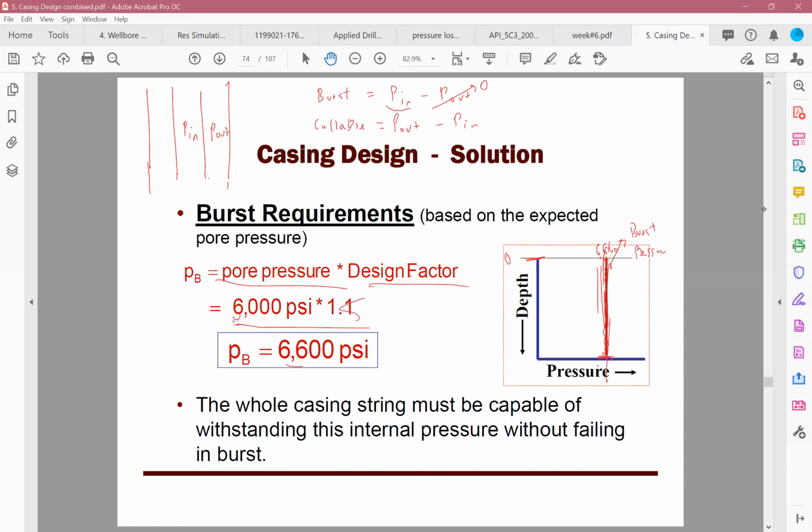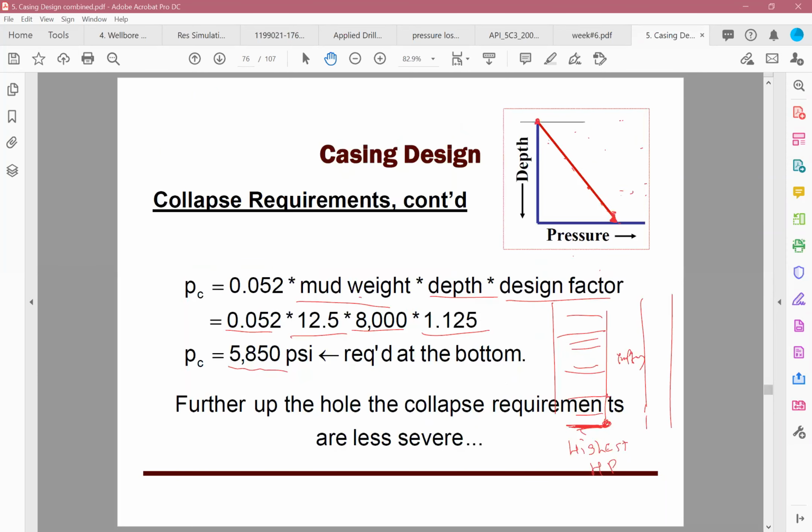For the collapse, we assume that inside is 0, right? And outside is basically a column of drilling fluid. That is the worst case scenario that could happen, right? And then you see that for the burst, we have a constant burst requirement. For collapse, because it's a hydrostatic, it's 0 at the surface, it's maximum at the bottom. So the highest collapse pressure requirement that you would need is at the bottom, and that's why you would need to use higher grade casings at the bottom of your casing set, okay? If you guys have questions as I talk, just don't hesitate to ask, okay?